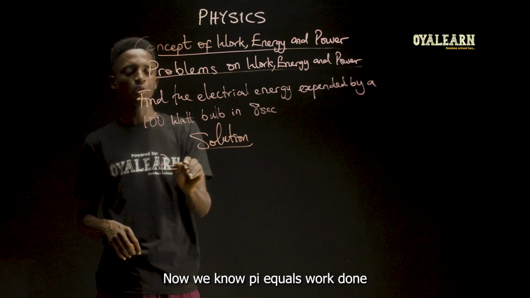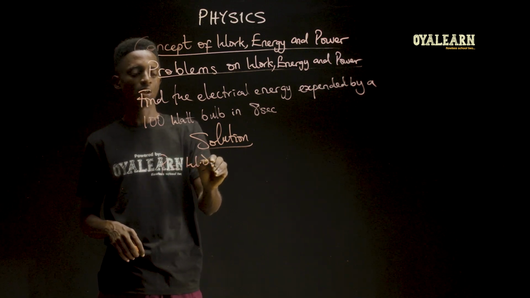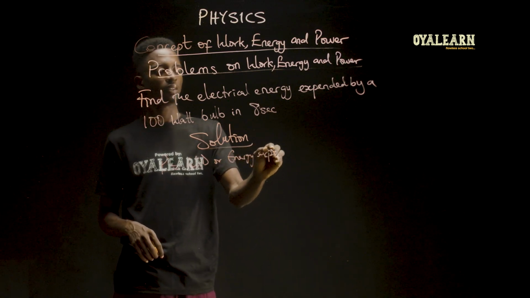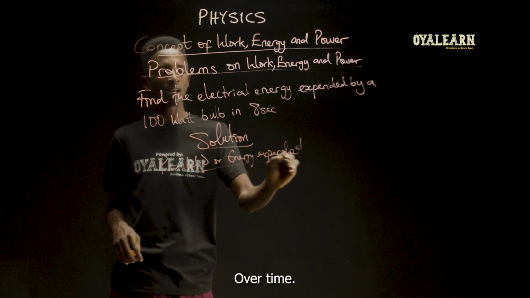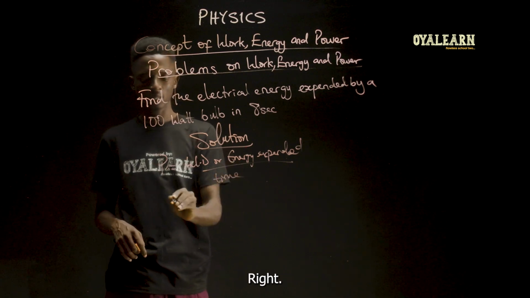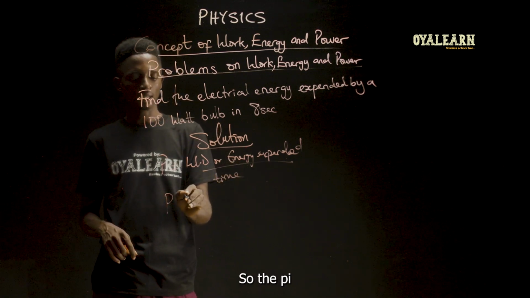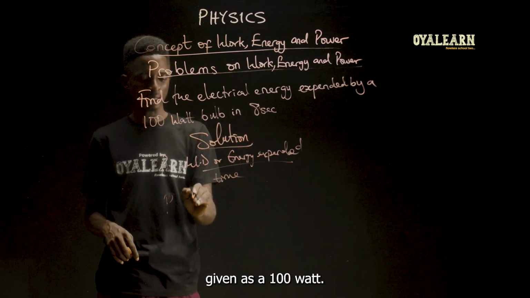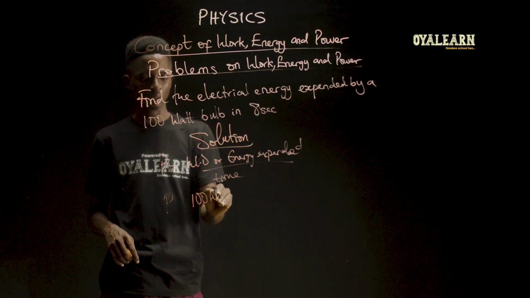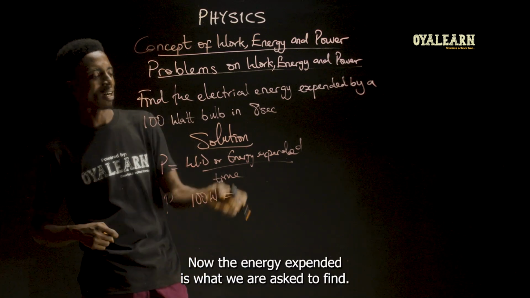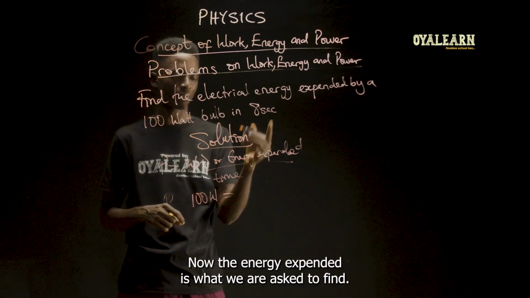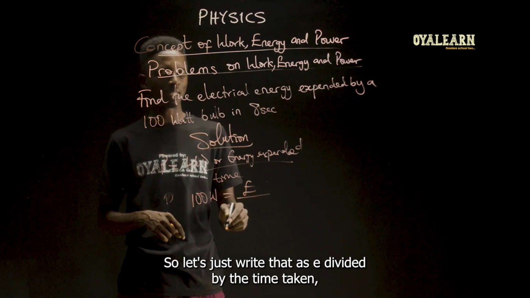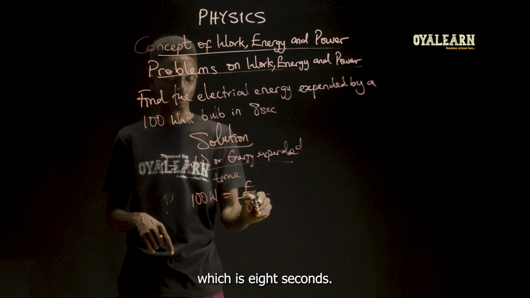Now, we know power equals work done or energy expended over time, right? So the power here is already given as 100 watts, equals the energy expended, which is what we are asked to find, so let's just write that as E, divided by the time taken, which is 8 seconds.